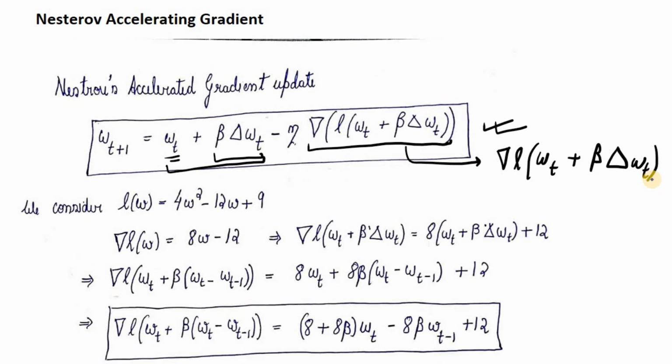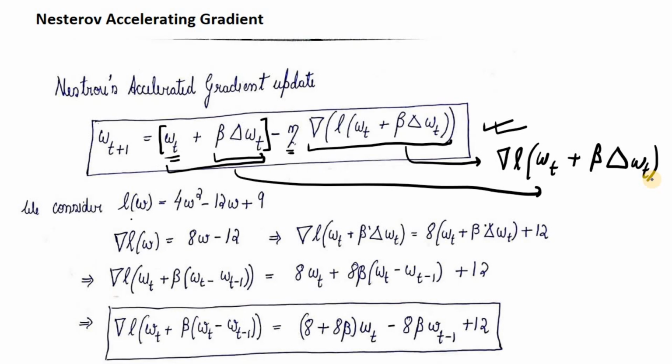So exactly the term which we were able to find out previously, Wt plus beta times delta Wt, which was over here, we have to put it in the loss function and then take the gradient with respect to Wt. The eta will be the learning rate, which we have already defined previously, and this is how it is going to work.